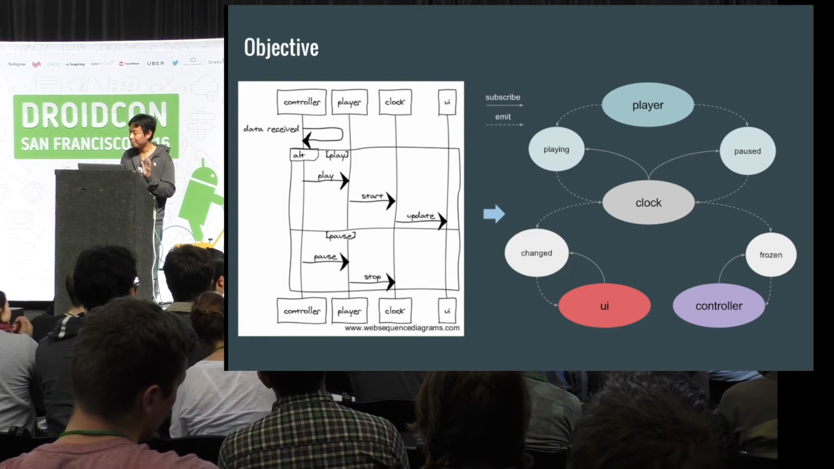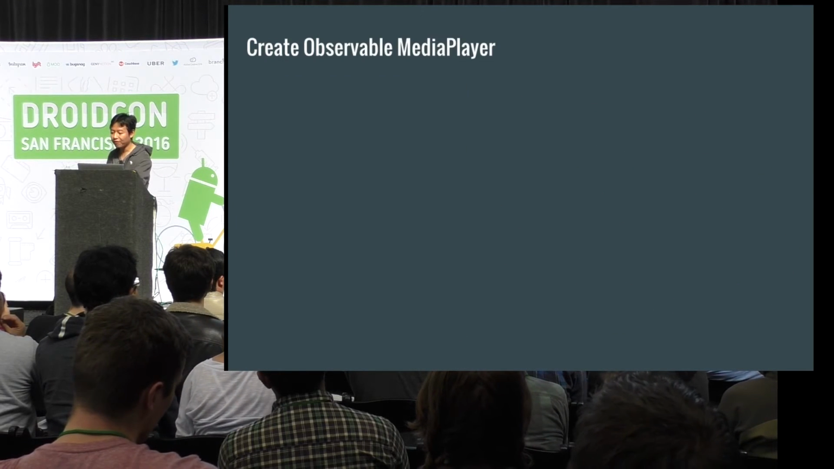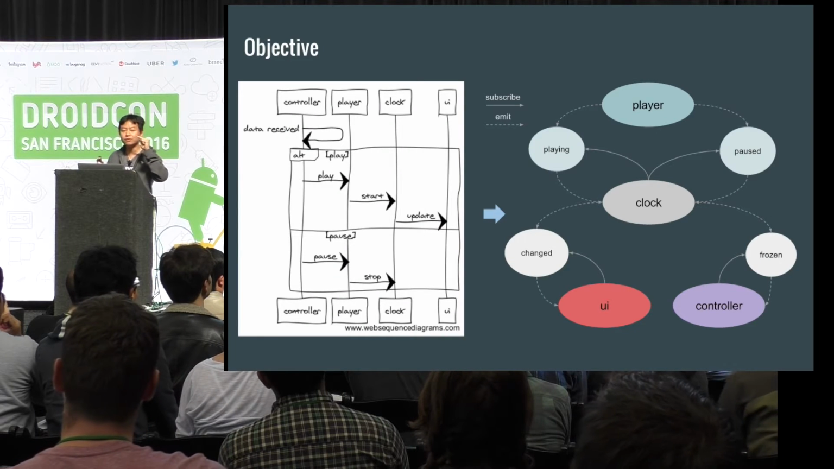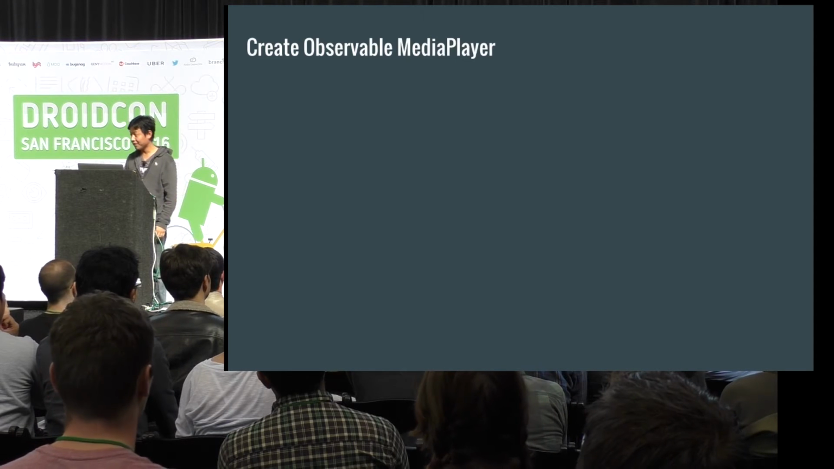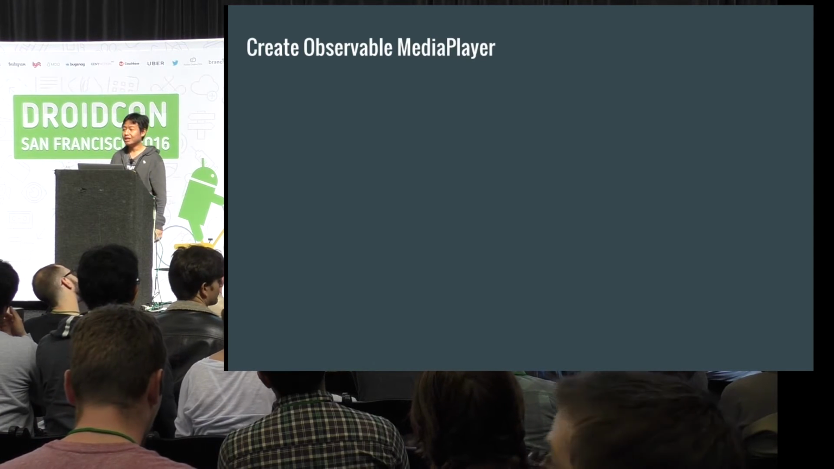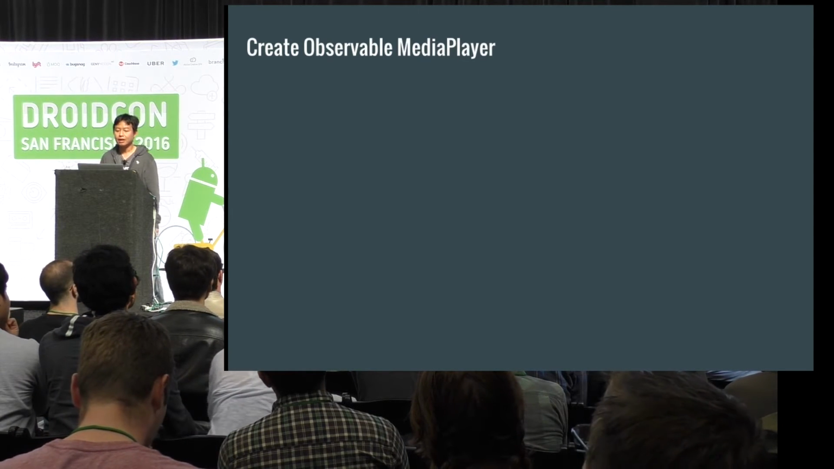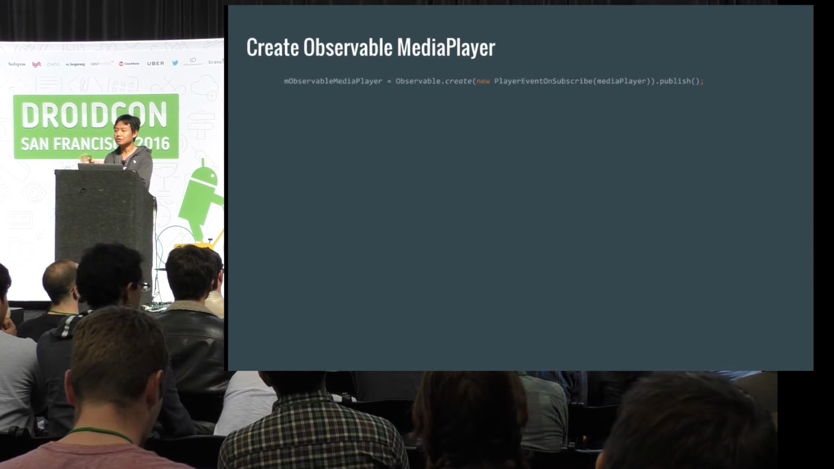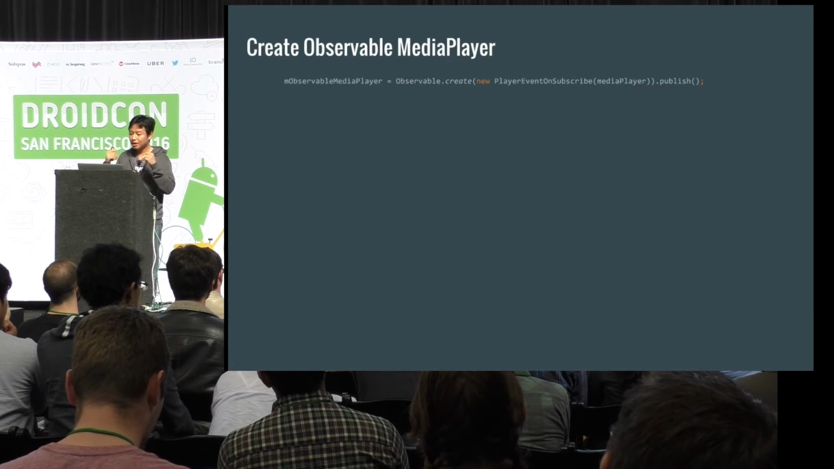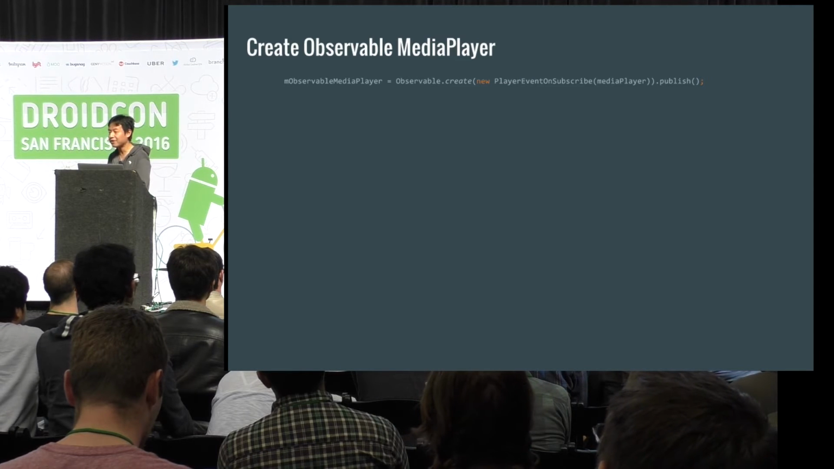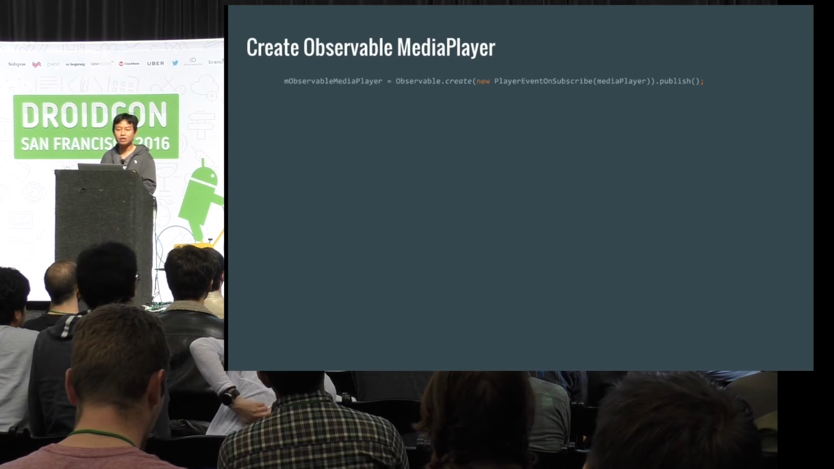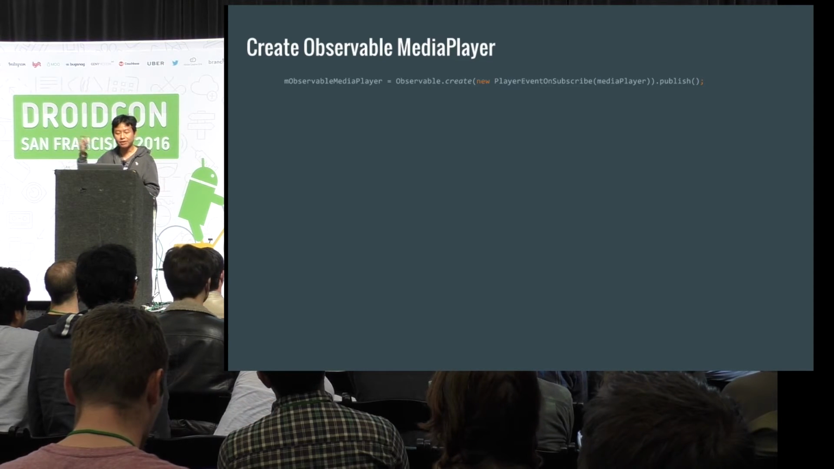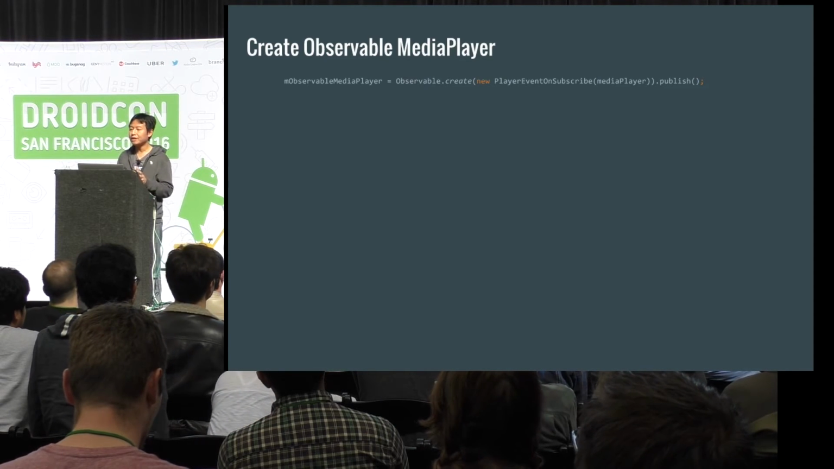Okay, so before we can do that, we have a player. The first thing we have to do is create an observable media player. How do we create an observable media player? This is a big question. When you start to learn reactive programming, it takes a while to find out: I have an object, how do I convert it to become observable? You can use just, or you can use from, like the sample that was given yesterday, but for a media player it's a little bit different.